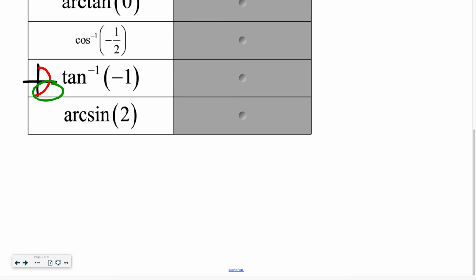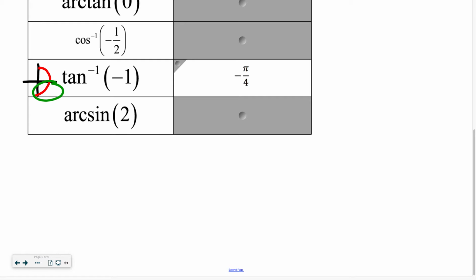I don't really know my tangents that are negative, but I have memorized my tangents that are positive. So what angle in quadrant 1 has a tangent of 1? Pi over 4, because y and x are the same value, square root 2 over 2, square root 2 over 2. So then it's pi over 4 in quadrant 1, it's just the negative of that in quadrant 4. So that's going to be negative pi over 4. You cannot answer 7 pi over 4 because that's not between negative pi halves and pi halves.